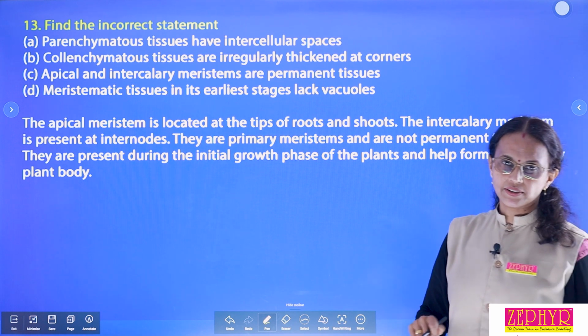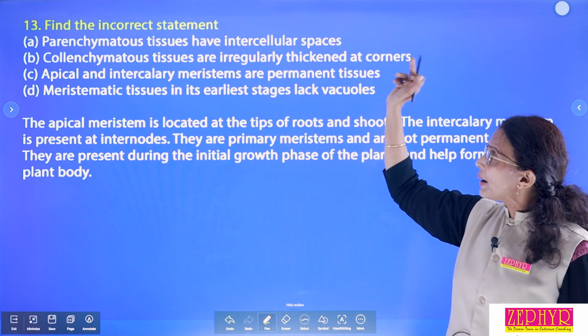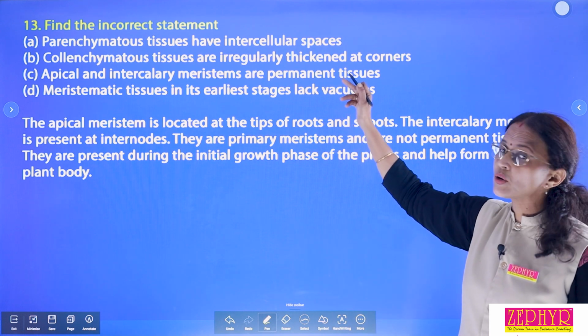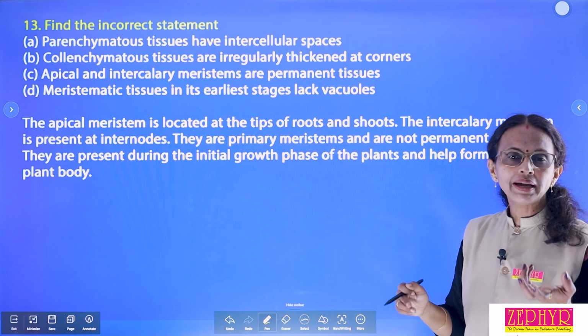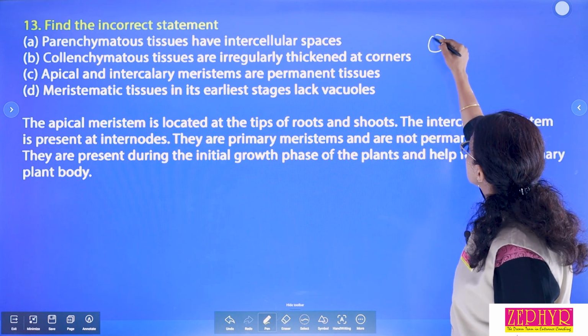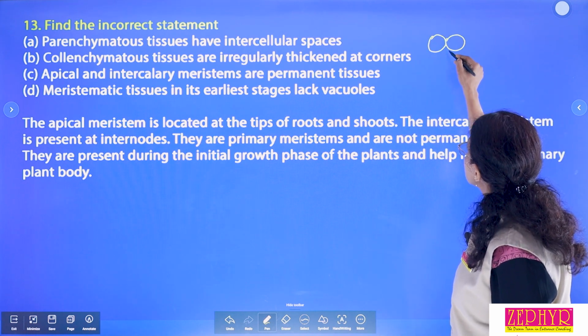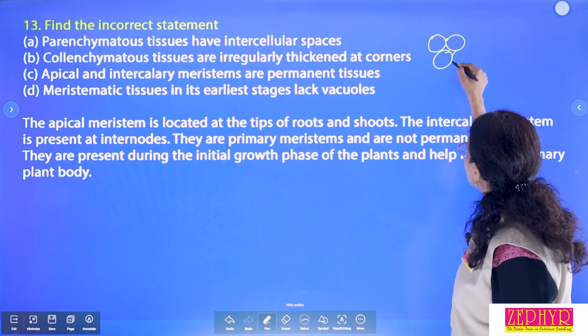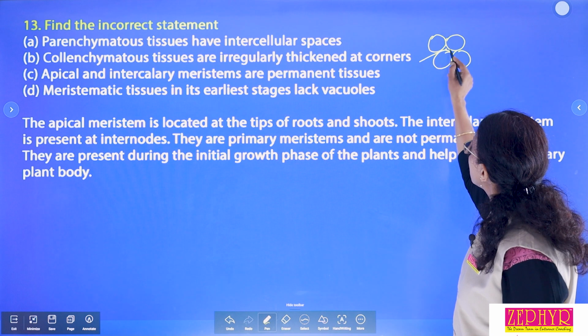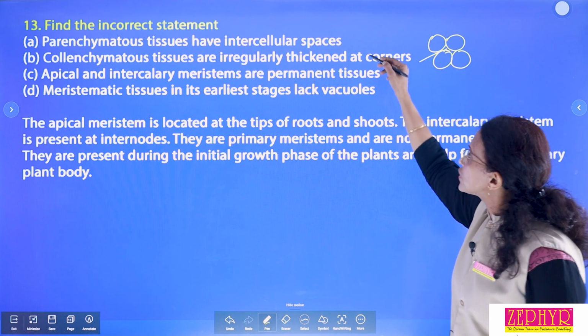Which statement is correct? See the first statement: parenchymatous tissues have intercellular spaces. What do you mean by intercellular space? The space between two cells. Here is a cell, here is another cell, here is another cell. The space between the cells is called the intercellular space. It is a true statement.